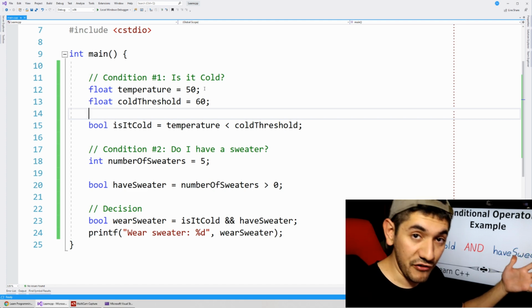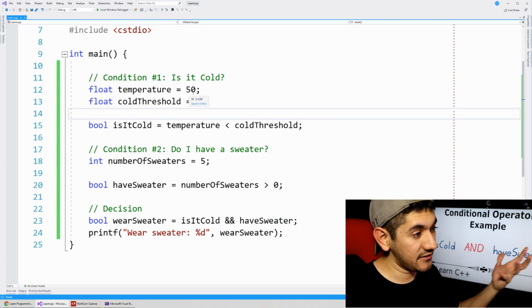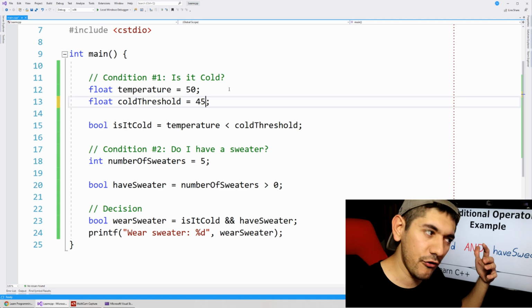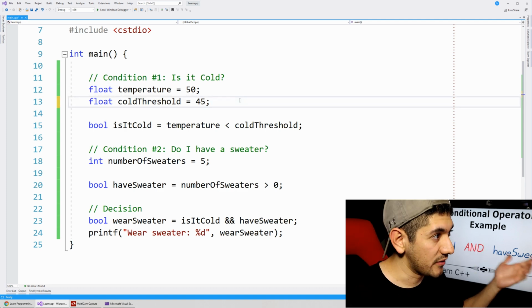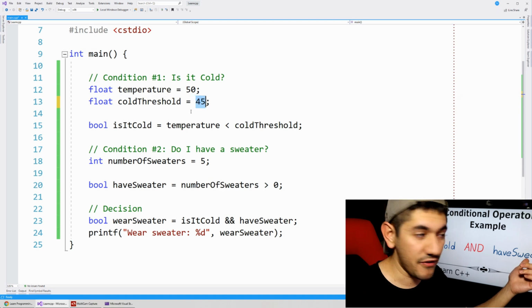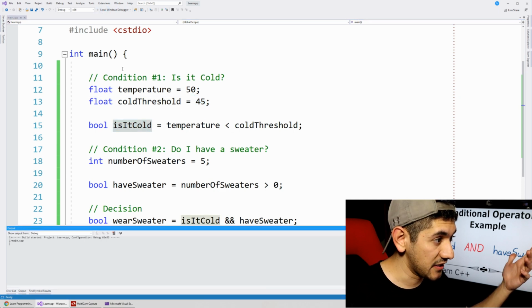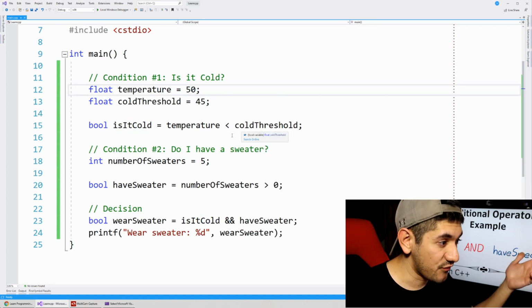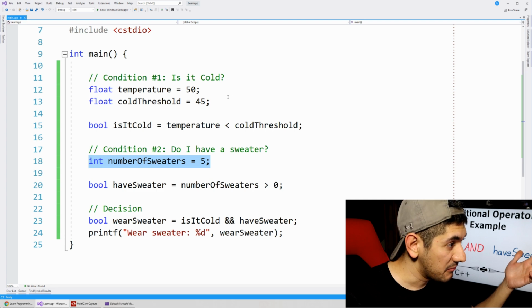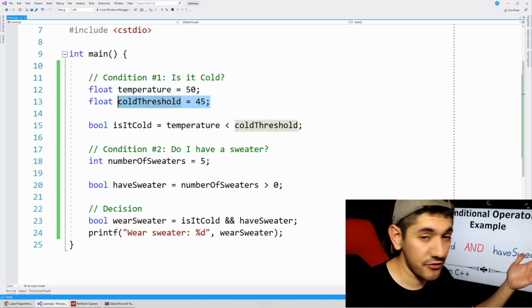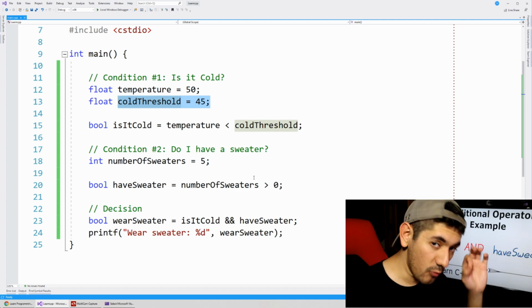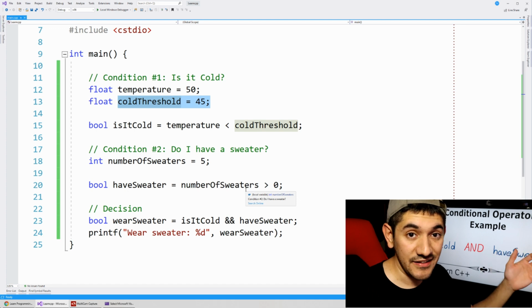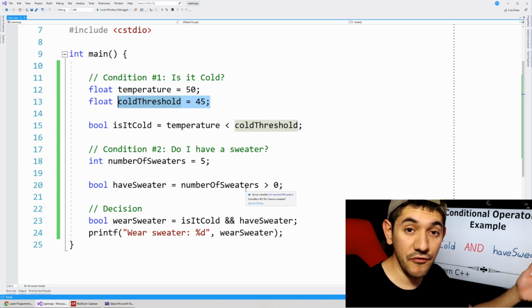Anyways, feel free to change these values, right? For me, I said that if it's below 60, it's cold. But we can change this. Let's say I'm like, no, it has to be below 45, otherwise I don't wear a sweater. Well, what's going to happen here is that 50 is not less than 45, so it's not going to be cold. So without thinking about it, I know that this is going to be false. So you can now come here, change these values, play with the number of sweaters that you have, play with the temperature, and also play with whatever you consider cold. And this code will always find you the solution, will always tell you if you should wear a sweater or not.